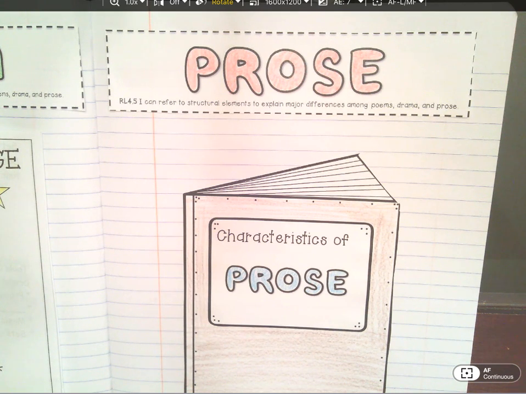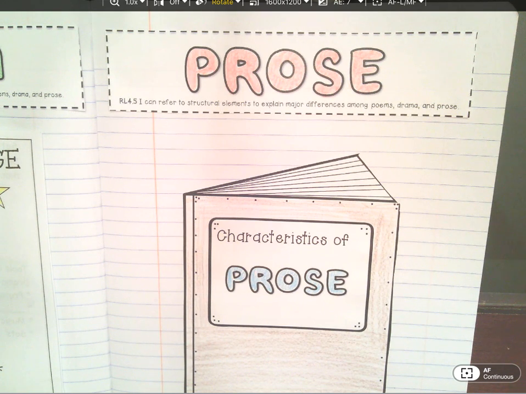Is Mrs. Sharpley, and today we are going to talk about prose. And anytime that we are reading something for enjoyment, a piece of literature, it is always going to fall into poetry, drama, and then our last is prose. And prose may be a word that is not very familiar to us.